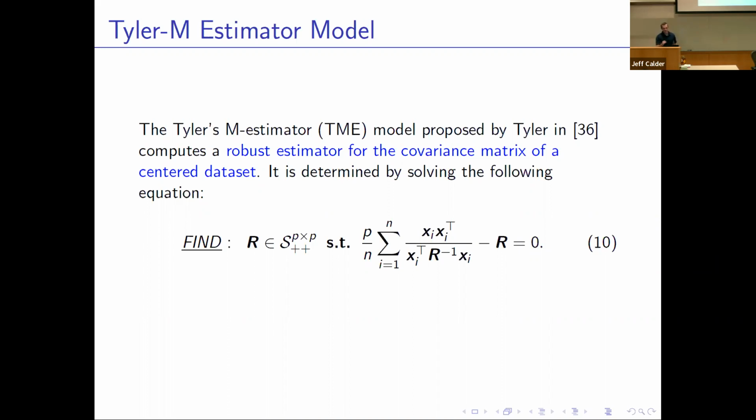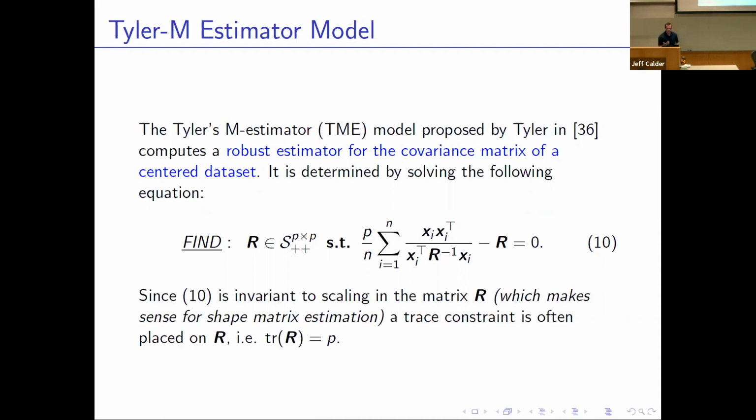But the Tyler estimator is all about trying to find a robust covariance matrix for a centered data set. If you solve equation 10, that is the estimate that you're going to get. Plenty of results show the robustness of this estimate. Now, what 10 is really getting you is a shape matrix. The shape matrix will be the same as the covariance matrix up to scaling, assuming it exists. But if it doesn't exist, you'll still be able to have a solution.